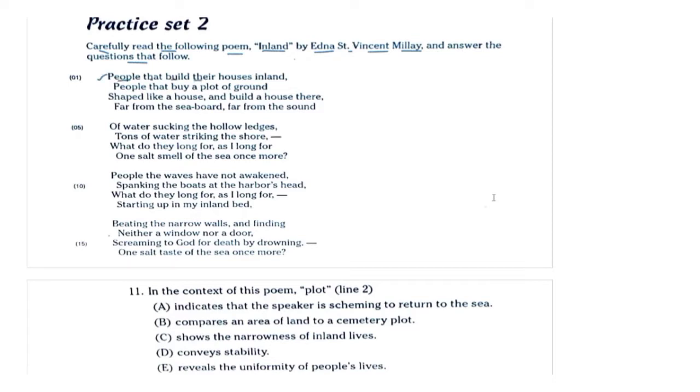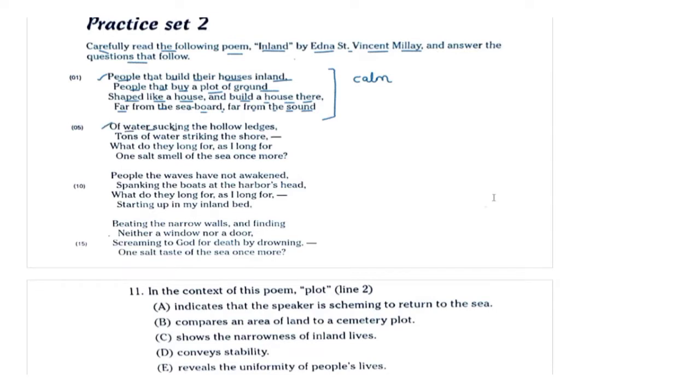People that build their houses inland, people that buy a plot of ground shaped like a house and build a house there, far from the seaboard, far from the sun. So, a very simple thing is being portrayed here about people who are buying houses inland, far away from the seaboard, far away from all the sound. They want a calm environment.